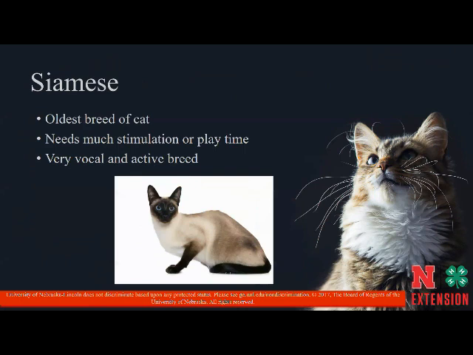Siamese. It's the oldest breed of cat. They're known for exotic, darker color points, markings on the face, legs, and tail. So you can see the darker face, feet, and tail, in contrast to its light-colored body. It needs much stimulation or playtime. They're very vocal and active, and they were once a sacred cat in their native land of Siam.